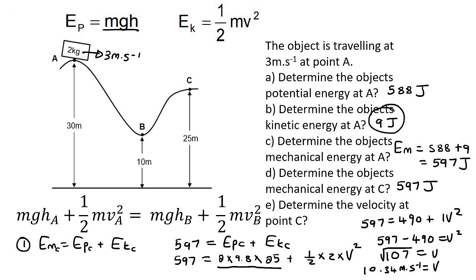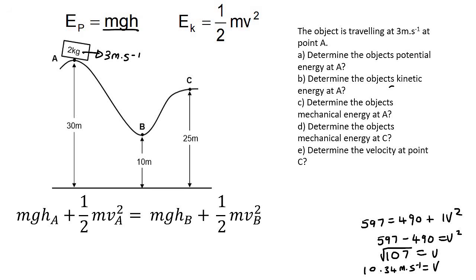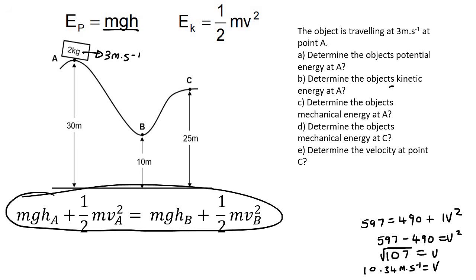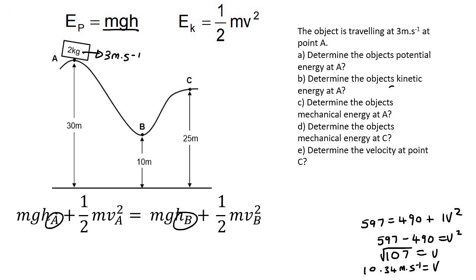So you get 10.34. Another way you could do it is to just use this formula. But now we're not going to use point A and point B. We're going to use any point that we already know. So we know point A, so we'll use that one. And then we're looking for point C. This question has nothing to do with point B, so we'll just change this to a C.